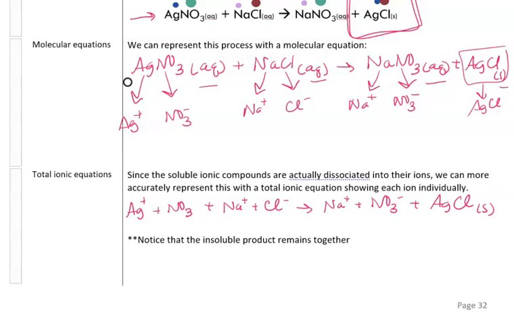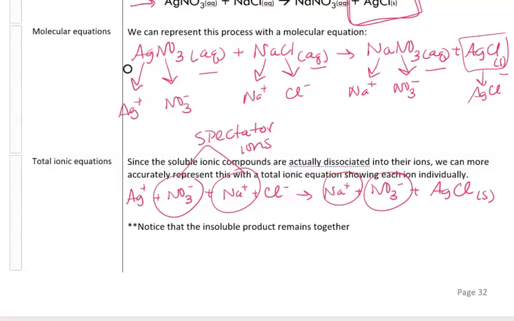If we look at that total ionic equation, we can see which substances, which species didn't change at all. And I noticed that sodium didn't change at all. It stayed an ion on both sides. I noticed that nitrate didn't change at all. It stayed the same on both sides. Those are my spectator ions. If I want to write a net ionic equation, then I can drop those out of the equation.